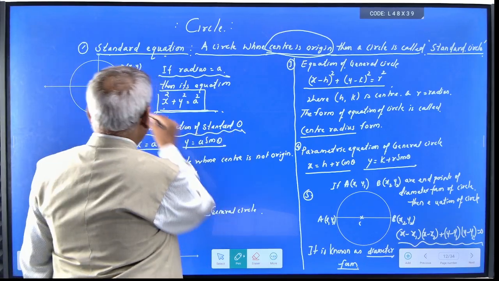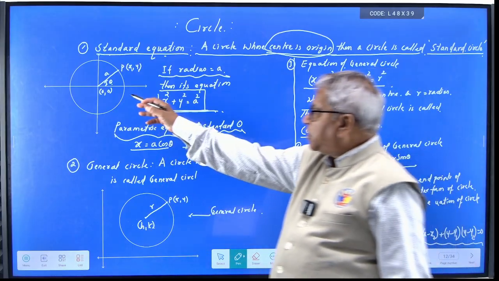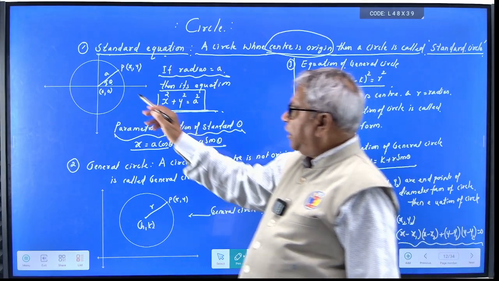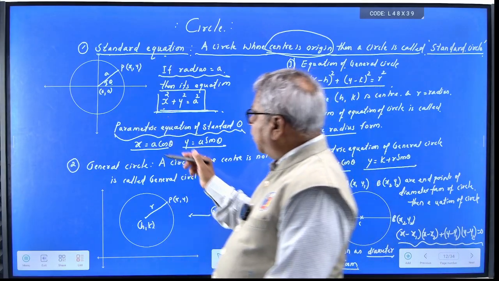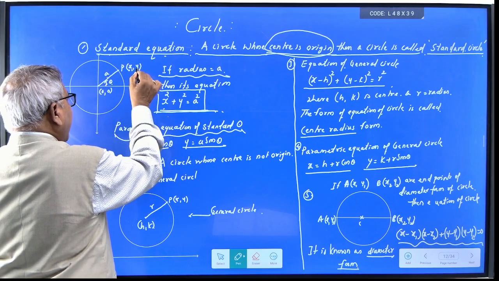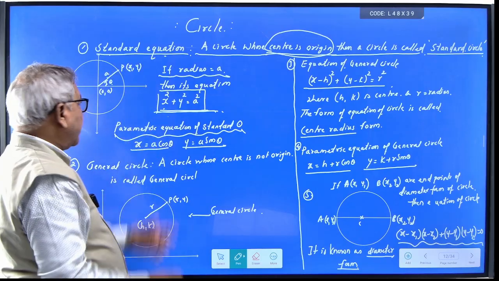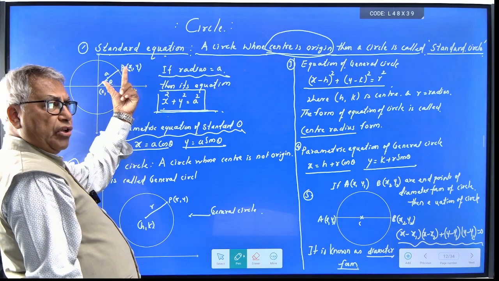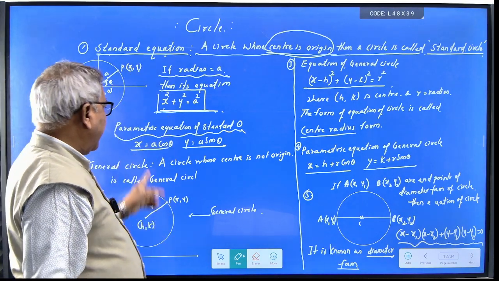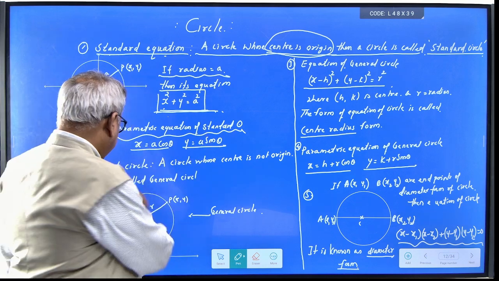Parametric equation: theta is the angle that OP makes with the positive direction of the x-axis, right? Then by definition, x equals a cos theta and y equals a sin theta. x is, by definition, the distance of that point from the origin, a, times cos theta. So x equals a cos theta and y equals a sin theta.